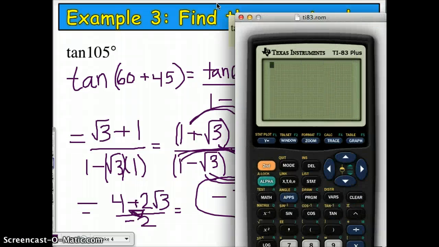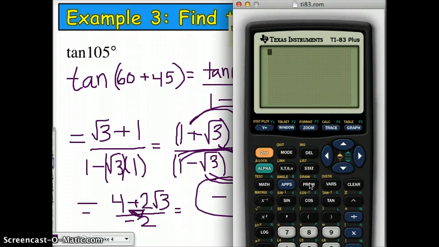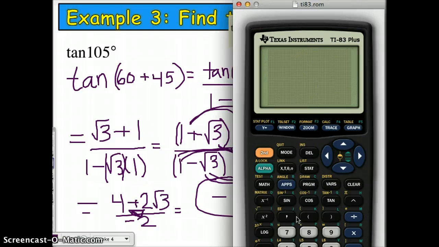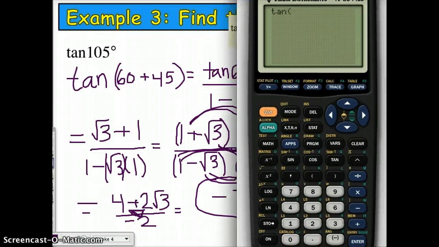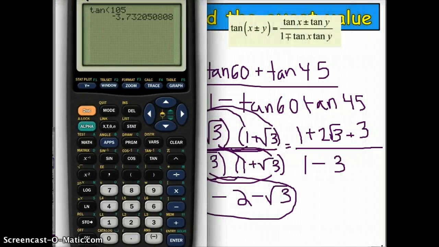And just to show you how to check it, in case you're not feeling sure of your answer, make sure you're in degree mode. I am. And type in tangent of 105, hit enter, and then check the answer. Make sure it's the decimal that matches up. -2 minus root 3. And it does match up, so I know I'm correct.